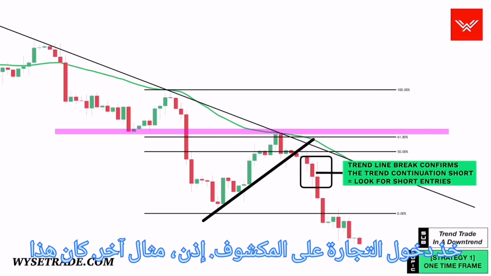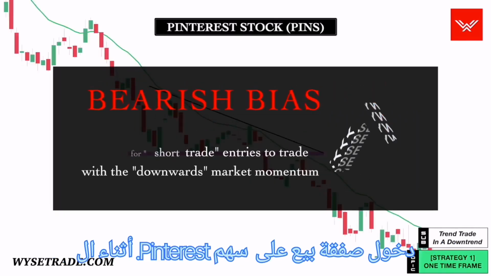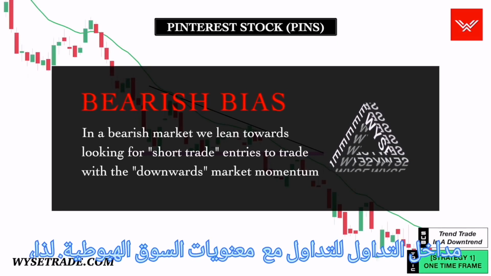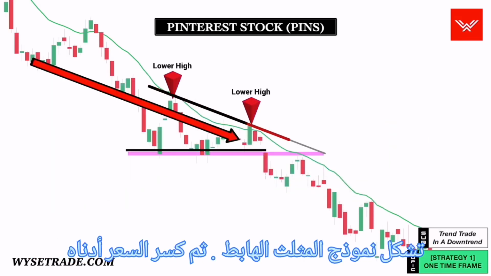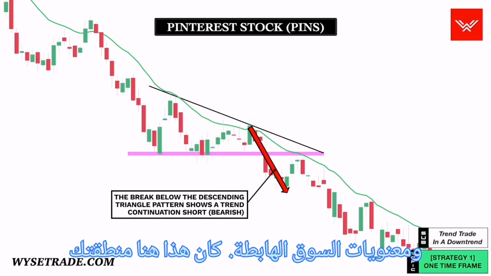So one more example. This was a short trade entry on the Pinterest stock. During the recent market decline, we were strictly looking for short trade entries to trade with the bearish market sentiment. So you had your moving downtrend through the lower highs before a descending triangle pattern formed. Price then broke below the pattern, showing a trend continuation of the downtrend and bearish market sentiment.